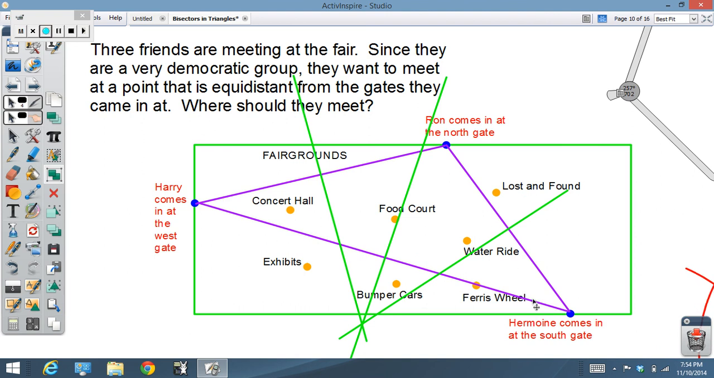That was nice. We find that the actual best place for these guys to meet is outside the gates, but still, the point that is equidistant from the three gates is right down here by the bumper cars, just outside the gates. That's where they should meet if they wanted to meet at a place that's equidistant from all three of them. All right, hope you like that.